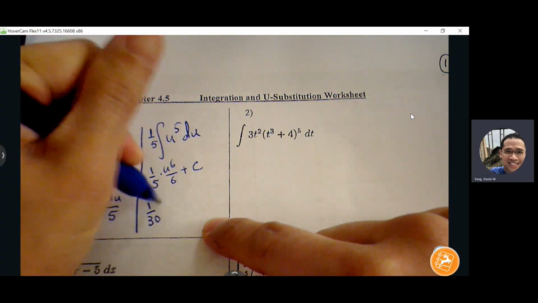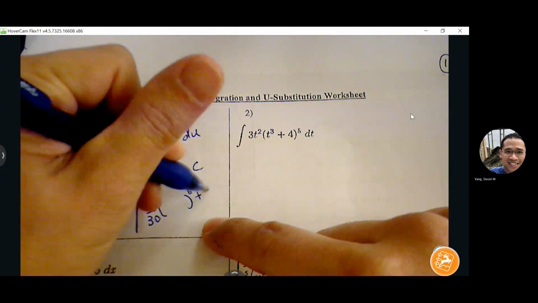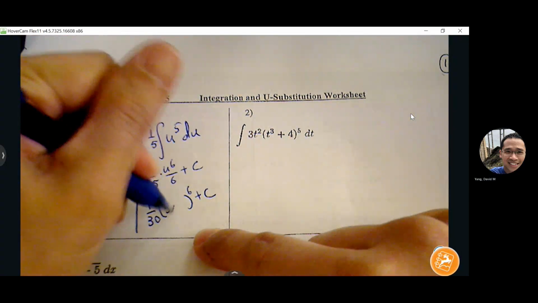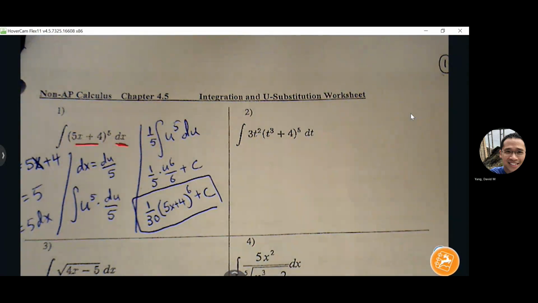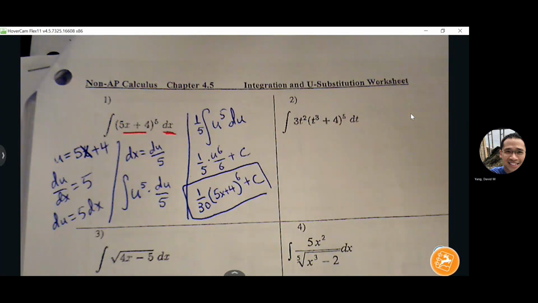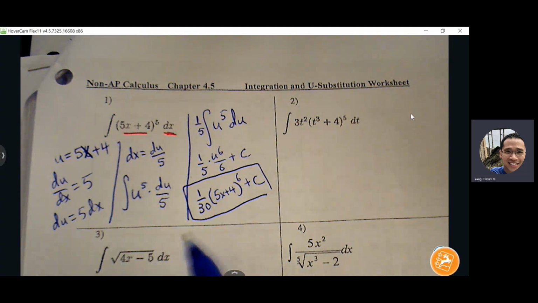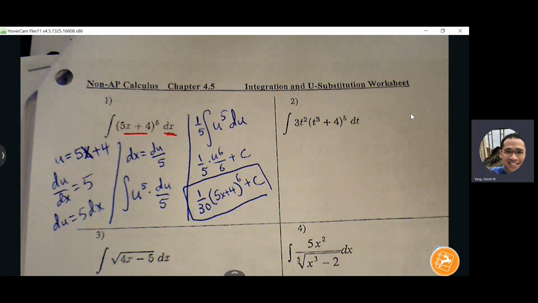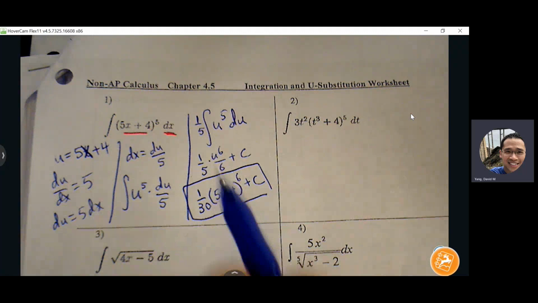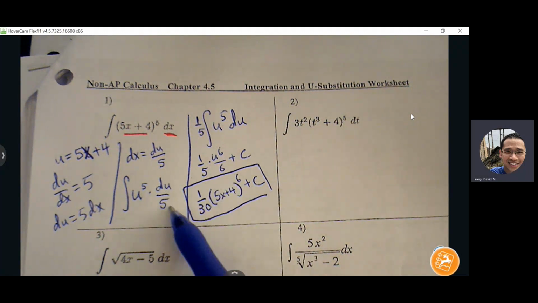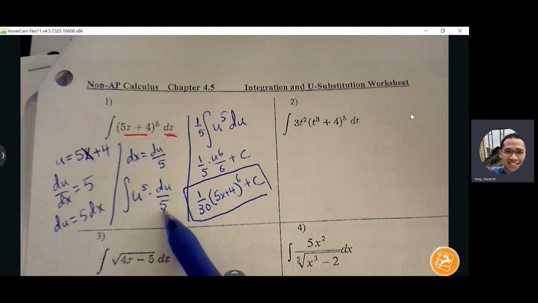And remember, U is only a temporary variable. Bring back your X. Yeah, 5 and 6. So when you bring that 5 over, it's still 1/5, not 5. Exactly right, because it's in the denominator.